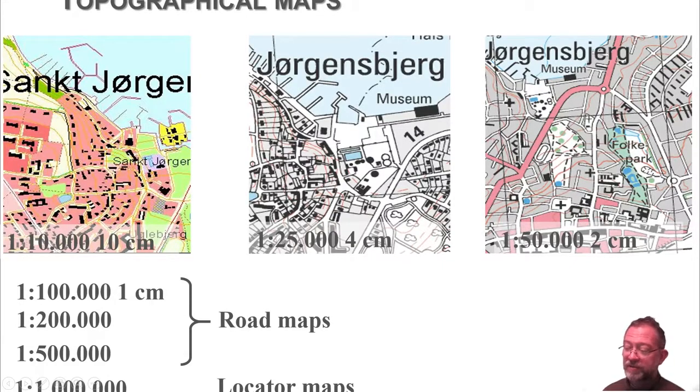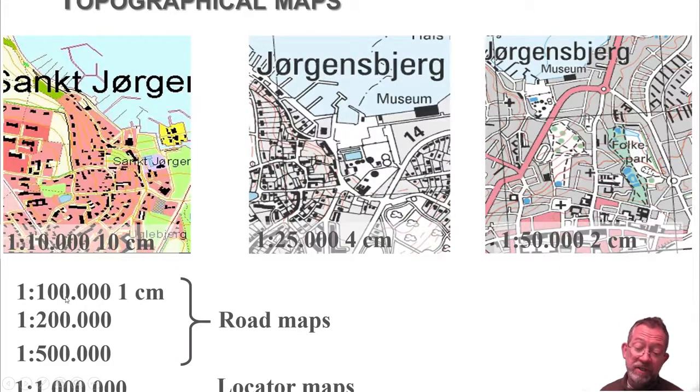And on the 1 to 50,000 map, or 2 centimeter map, we have not the individual buildings, but main roads. We have the elevation information on all of them. So this one is primarily used for planning purposes, but still a classical topographical map.